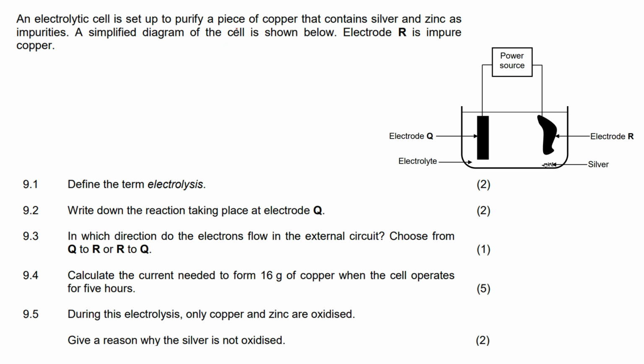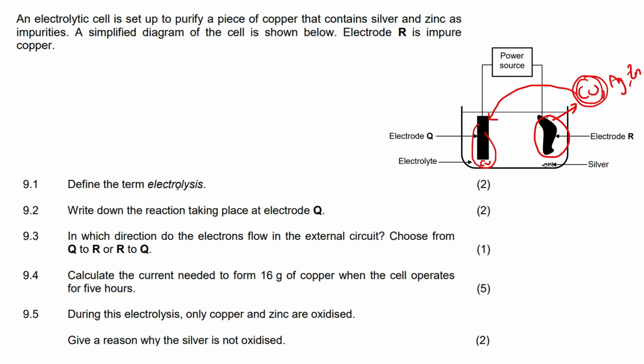An electrolytic cell was set up to purify a piece of copper that contains silver and zinc as impurities. Okay, so in this thing over here, you've got copper, you've got silver, and you've got zinc. And that's why it's called impure, because you've got these other things. Now the goal of this question would be to get this copper out of this and over to this side over here where you can deposit the pure copper. Okay, so a simplified diagram, electrode R is impure copper, of course.